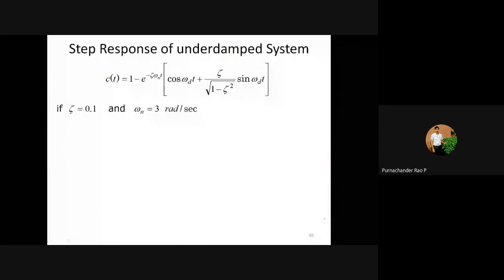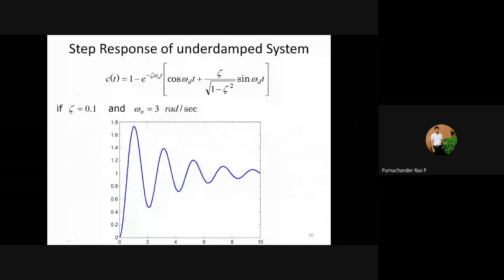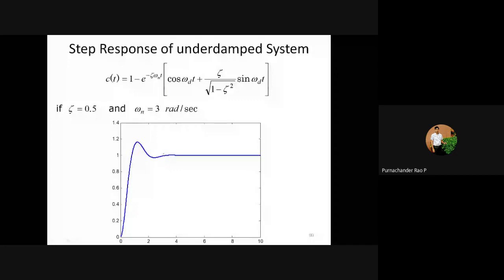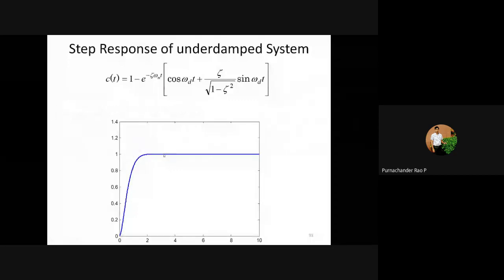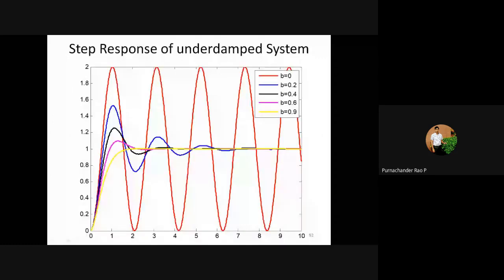So here, for zeta between 0 and 1, this response is like this. If you change zeta to 0.5, your response is like this. Now if zeta is equal to 0.9, as the zeta value is increasing, there are fewer oscillations. It will come to the steady state value very quickly. If it is equal to 1, it is a critically damped system. Like this, these are the different responses. This red line is for the undamped system, and this blue line is for underdamped. As your value of zeta varies, there will be variation in your responses.